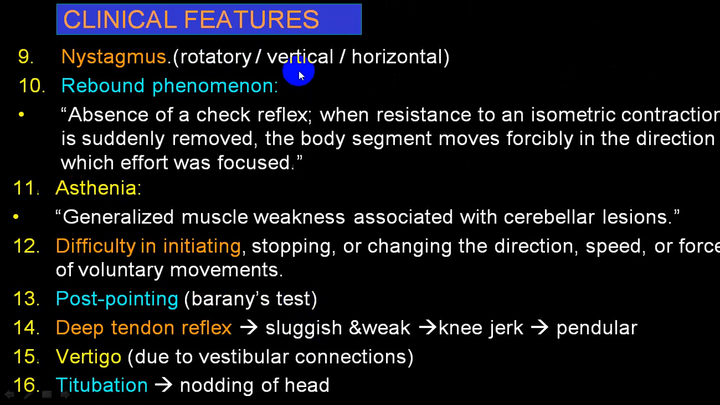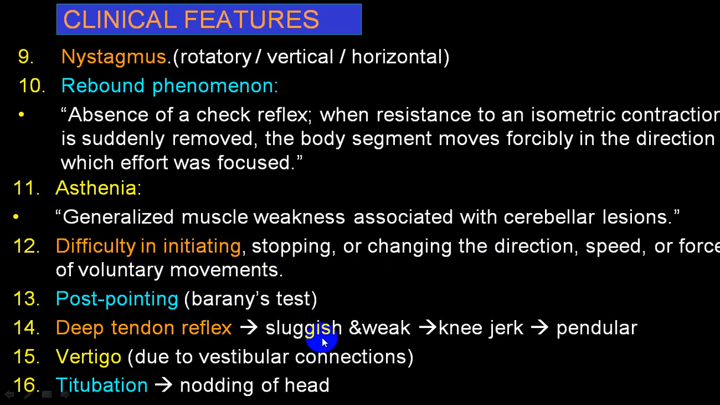Nystagmus can be rotatory, vertical, or horizontal. When you ask the person to flex against resistance, you can easily demonstrate the rebound phenomenon. There will be muscular weakness, asthenia. There will be difficulty in initiating, stopping, or changing the direction, speed, and force during voluntary movement. You can even demonstrate the past-pointing test, or Barany's past-pointing test. We also call it pronator drift.